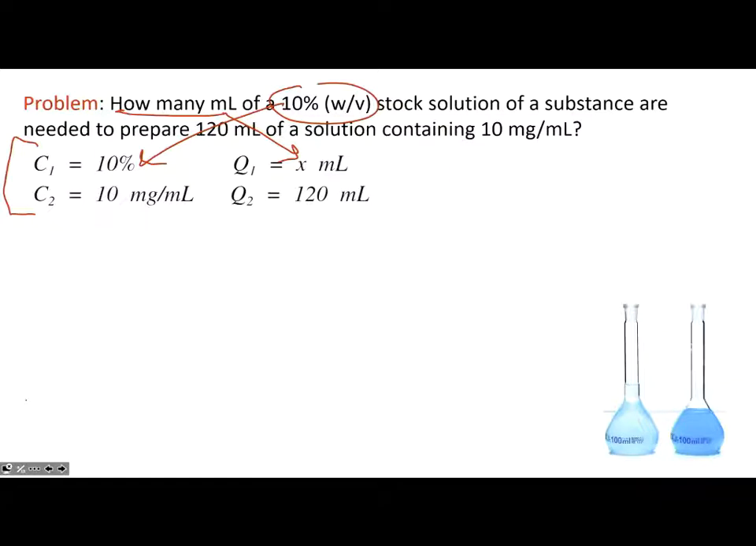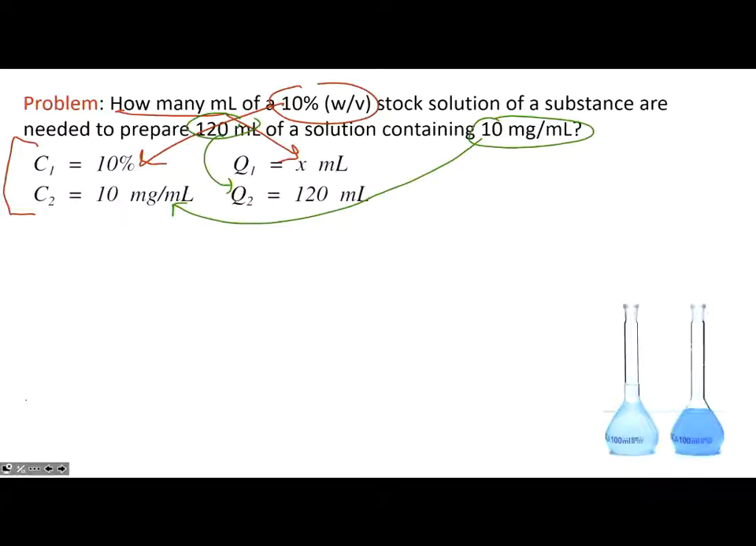Now, what are we trying to prepare? What we're trying to do is use that solution to make something else. We want to prepare 120 milliliters of something. So our target Q2 is 120 milliliters. So that's where that comes from. And what do we want our final concentration to be? So our C2 comes from over there, 10 milligrams per mil. So do you see the first thing to do is to take the question and establish what your C's and Q's are, C1, Q1, C2, Q2, and use the question to establish what you're trying to make. Are there any questions at this point? That is the first step for every single question we're going to do today, all right?